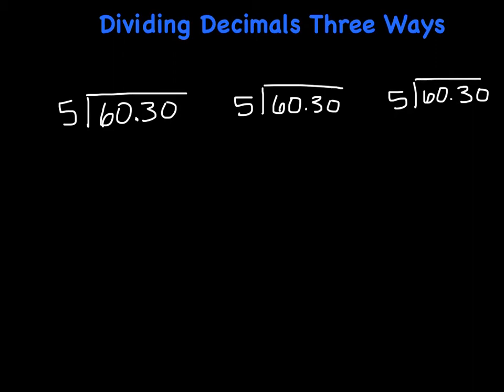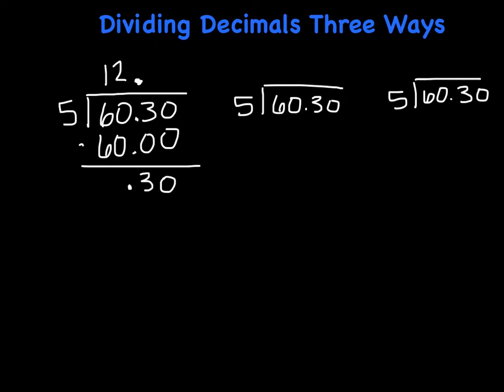All right, so the first one we're going to do is with the decimal. So I'm going to bring that decimal up. I'm going to do 5 into the whole number first. 5 goes into 60 12 times. And that gives us 60. Some decimals left over. When I subtract, I get 30 hundredths.